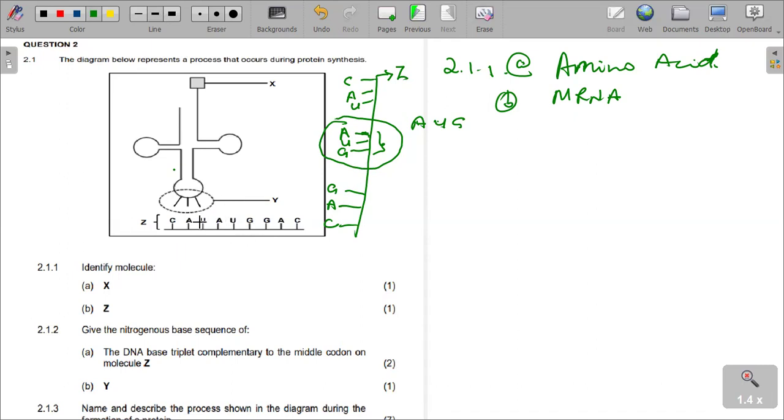What is the complementary of this one? It is supposed to be A. There we have T, which A pairs with T, as you can understand. And then U pairs with A, and G pairs with C. So this is the pairing that is being given in this case.